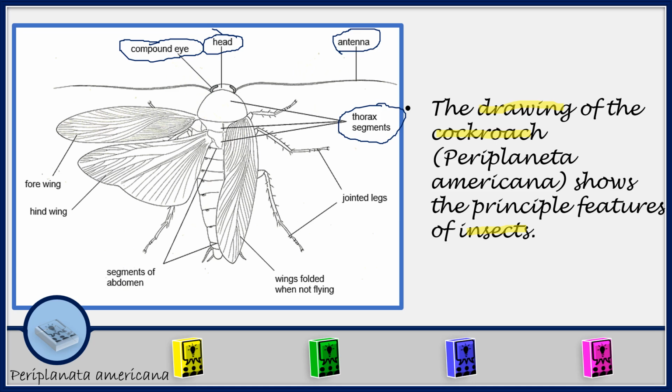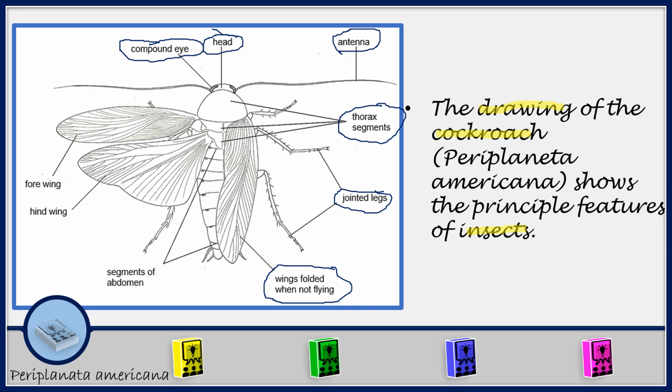And then we have the jointed legs. All of us, we can see that the legs are jointed. All these ones, they have joints. Therefore, we refer to them as jointed legs. Then we have the wing folded when not flying. It has got wings, but these wings, you can see that this is the outer wing and this is the inner wing. But when it is not flying, it folds them. So we have here the wing which is folded because the insect is not flying.